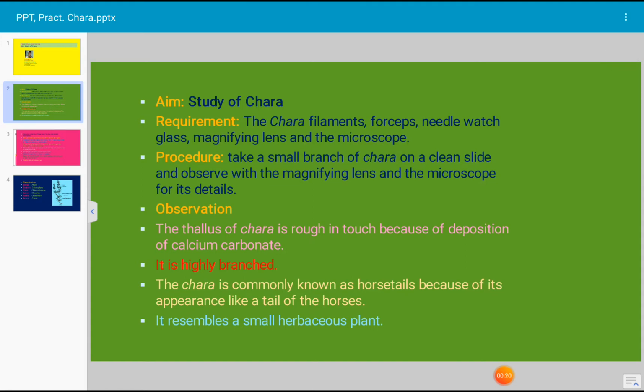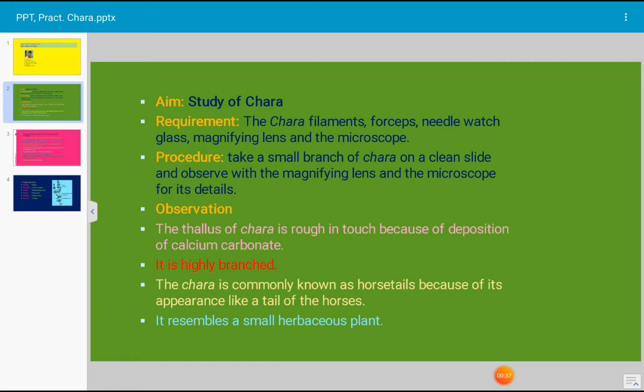Let us see the requirements. We need Chara filaments. It is a large sized naked algae. We need forceps, needle, watch glass, magnifying lens and the microscope.